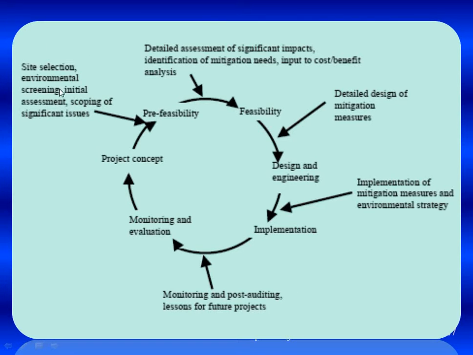So first, site selection, environmental screening, initial assessment, scoping for significant issues. Any specific issues, so this is where it starts. Then detailed assessment of significant impacts. You are going to phase 2. Identification of mitigation needs, input to cost-benefit analysis, pre-feasibility. Then feasibility, detailed design of mitigation measures.